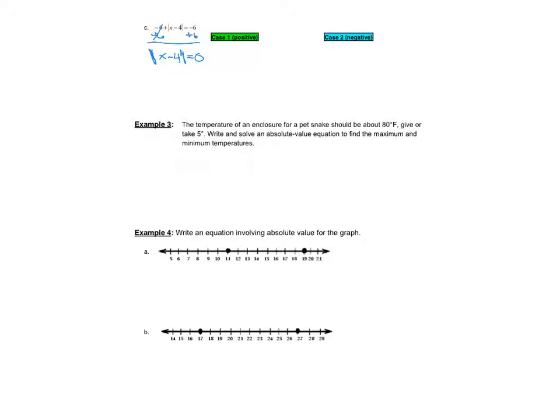And since it's equal to 0, it's not negative or positive, I can't really make two cases. I just end up with x minus 4 equals 0. And I solve that, add 4 to both sides, and x is going to equal 4. The only number that could be placed into those absolute value bars would be 4. And so that's my whole solution set.